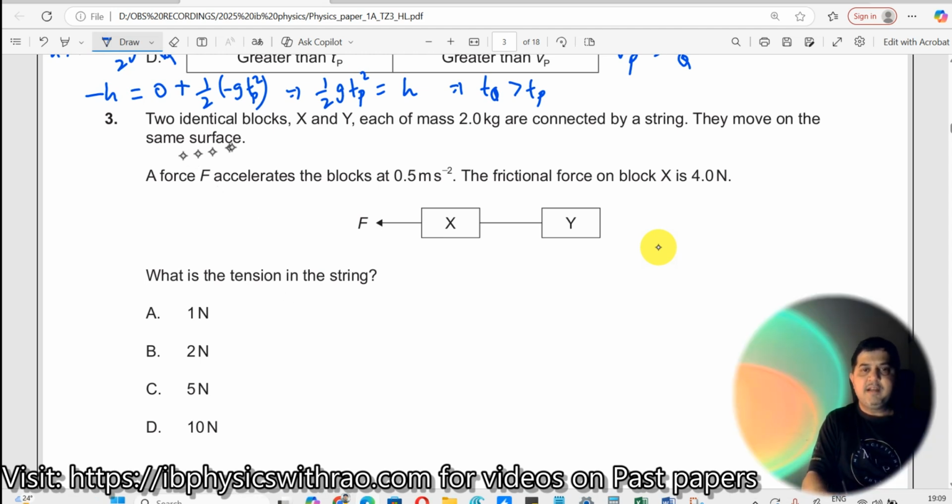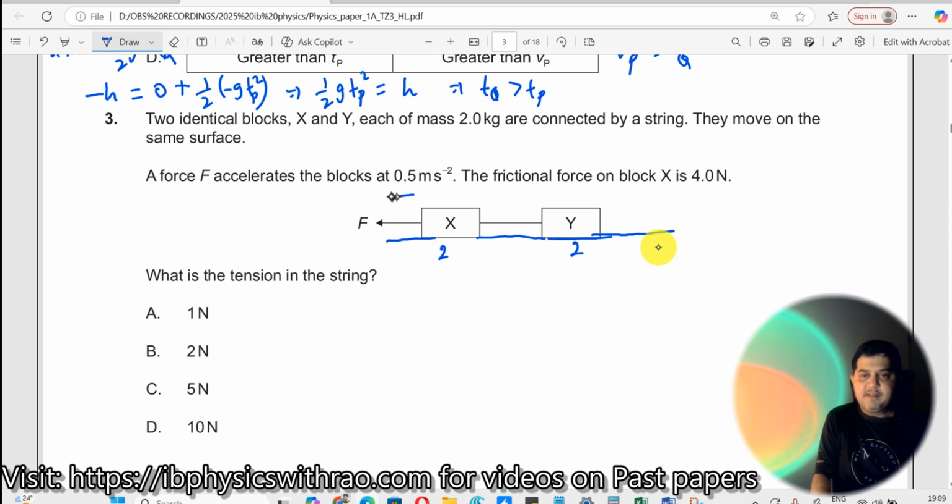Question number 3. Two identical blocks X and Y, each of mass 2 kg, are connected by a string. They move on the same surface. I'll draw the surface, and a force F accelerates the block.